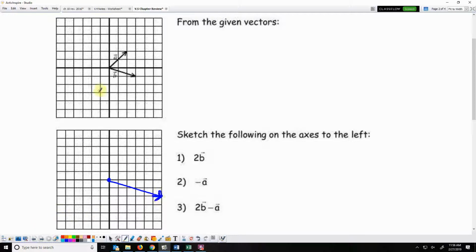The opposite of vector A is right 2, up 2. The opposite is down 2, left 2. So there is the opposite of vector A.